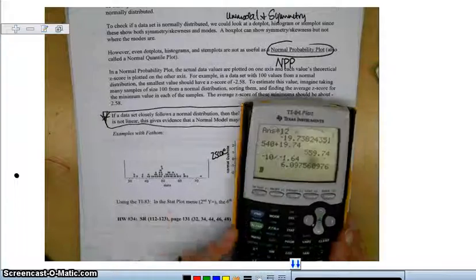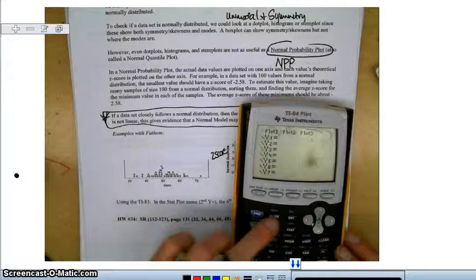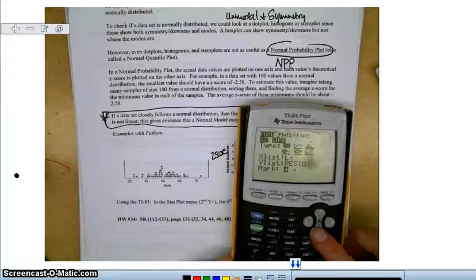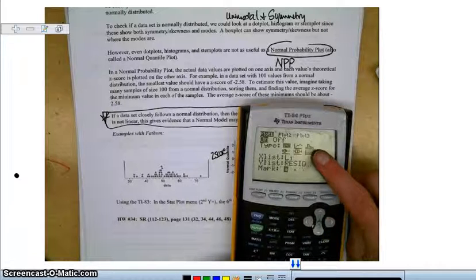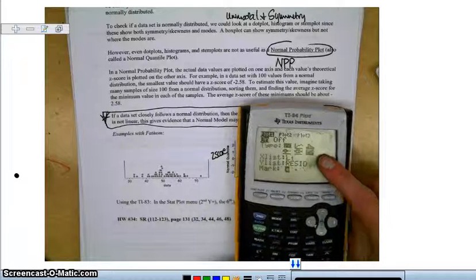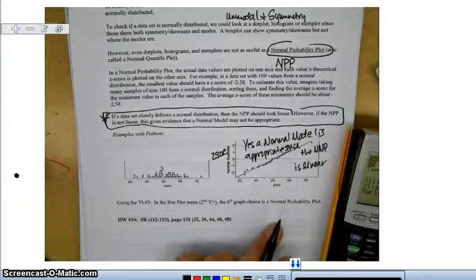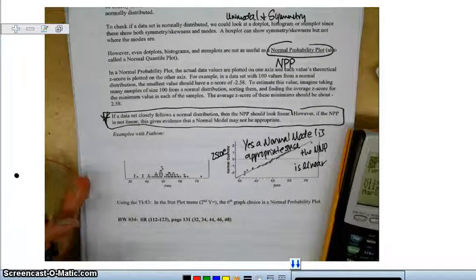So how do you graph that? Well, in your stat plot menu, so second stat plot, you're going to turn your stat plots on, and if you have the data to put in, your normal probability plot is this last one right here. That is the normal probability plot. It says the sixth graph choice is the normal probability plot. So we haven't really had any where we've got a whole bunch of data, but we will in chapter 16.